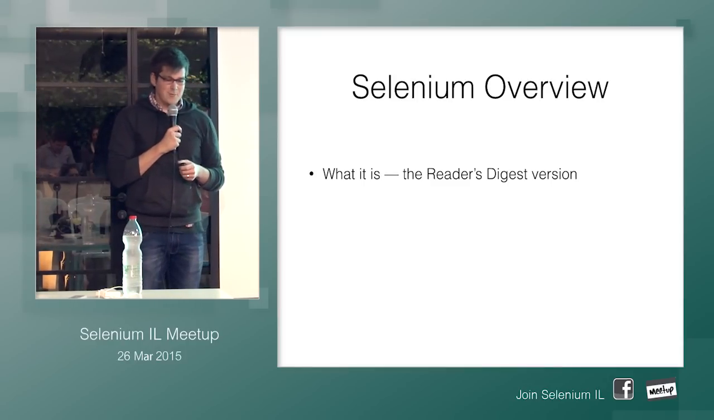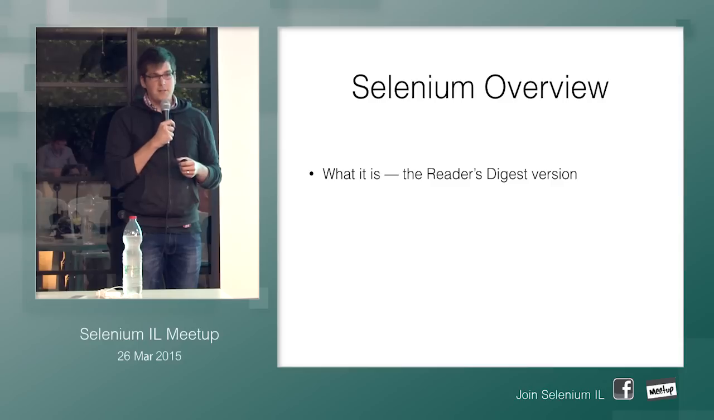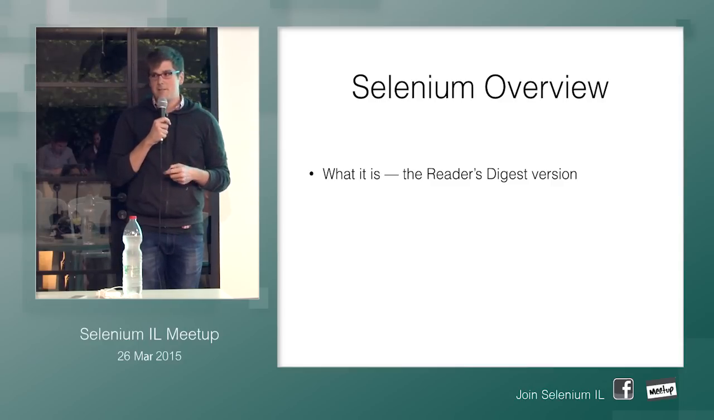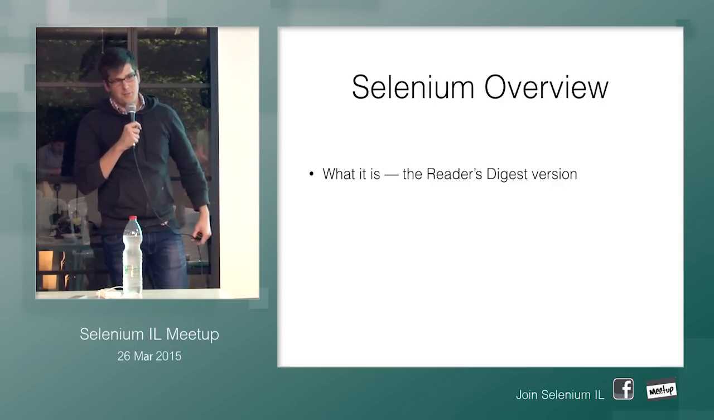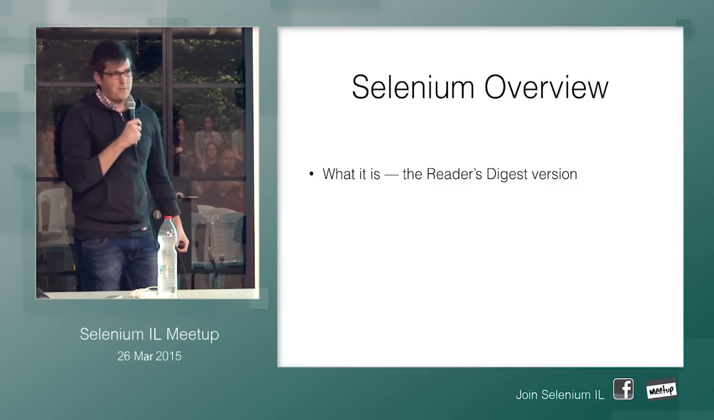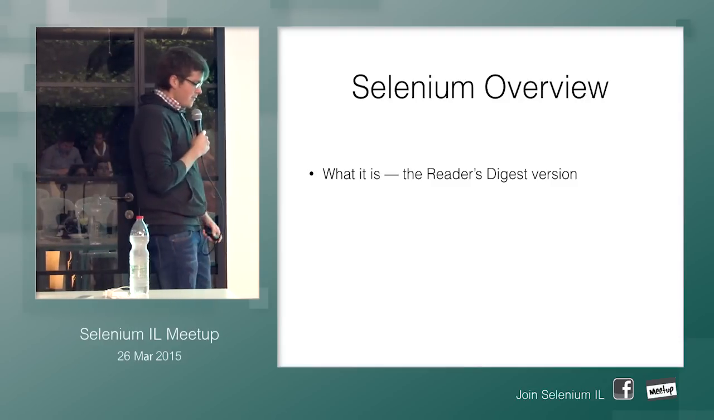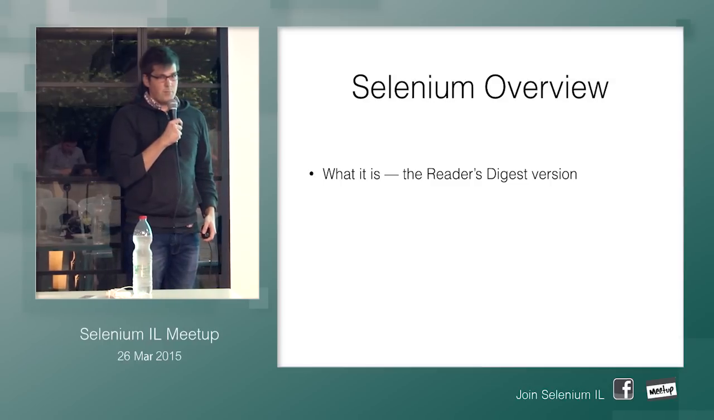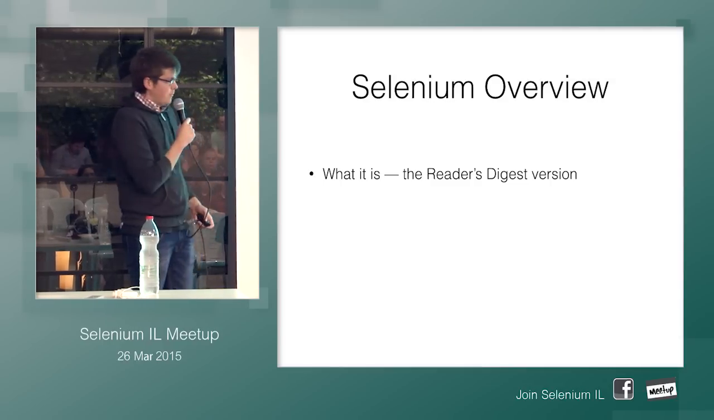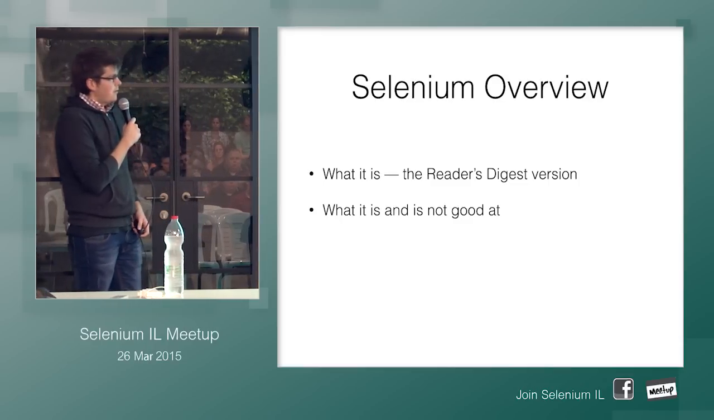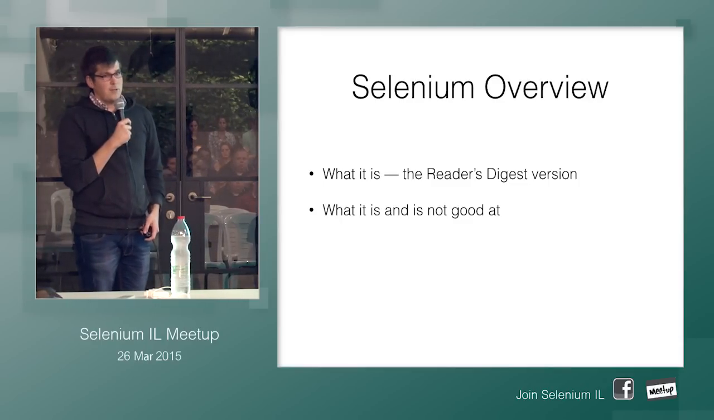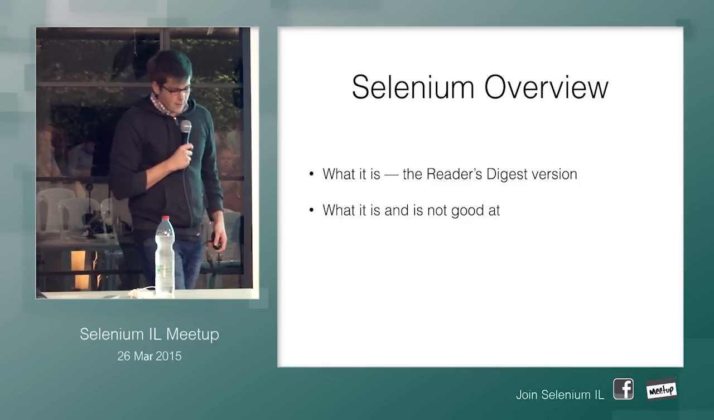So Selenium is what it is, the Reader's Digest version. Selenium is a robot made of software sent from the future to help us test websites. At least that's what the creator, Jason Huggins, would tell you if you asked him over beers or coffee. And that's basically it. It's something that drives a browser in an automated way, and it mimics human action. It is good at mimicking human action, but it is not good at being clever.